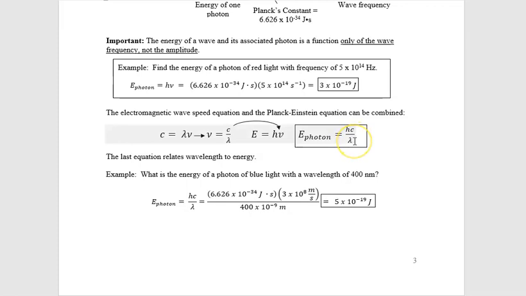So you can either figure out the energy of a photon from the frequency, that's the equation up above, or from this equation right here in this box. Okay? So the last equation relates wavelength to energy.